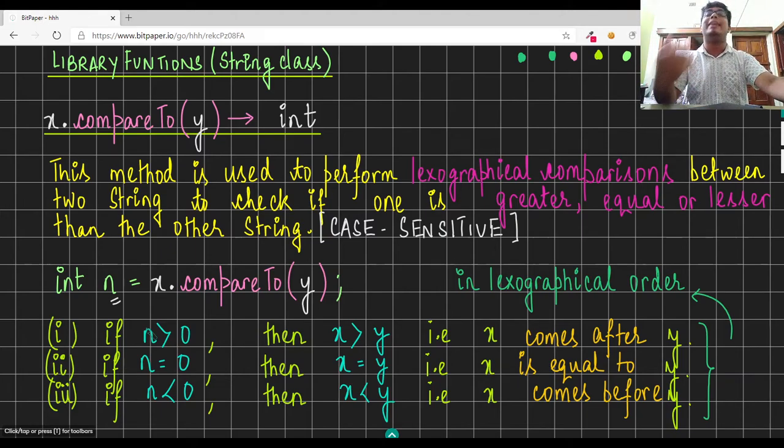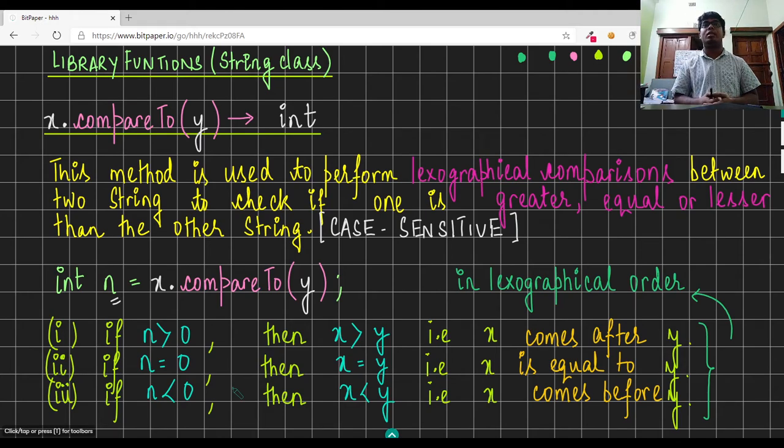If n is greater than 0, that would mean that x is greater than y, or in other words, x comes after y in lexicographical order, when sorted in lexicographical or ascending order. Now, if n is equal to 0, that would mean that the content of x and y are the same. All right. And if the value of n is less than 0, that would mean that x is less than y, or in other words, x comes before y when sorted in ascending order.